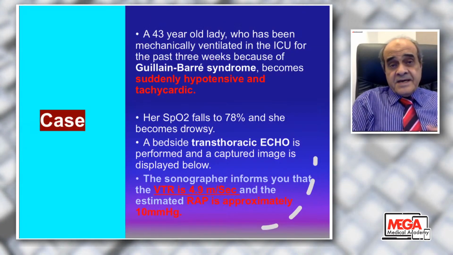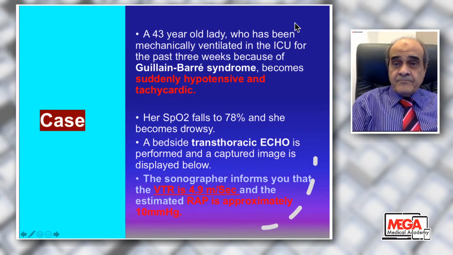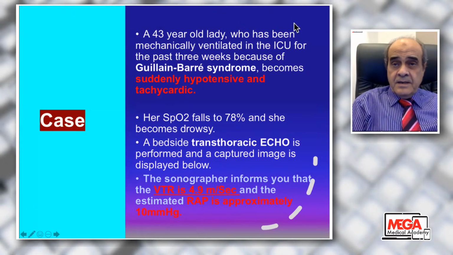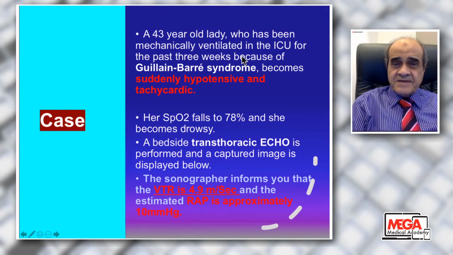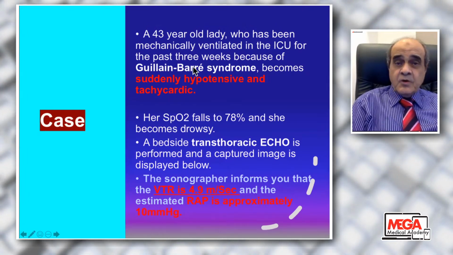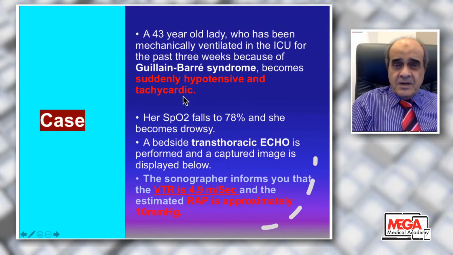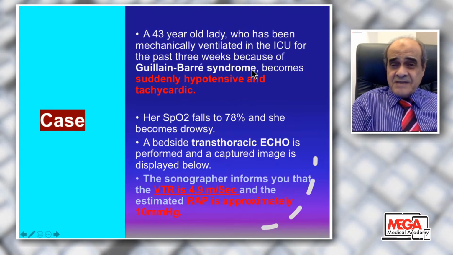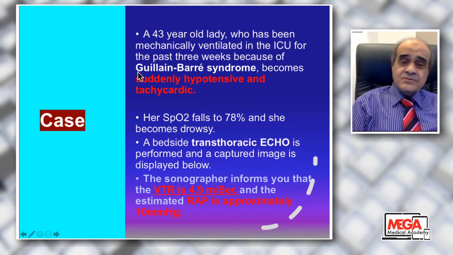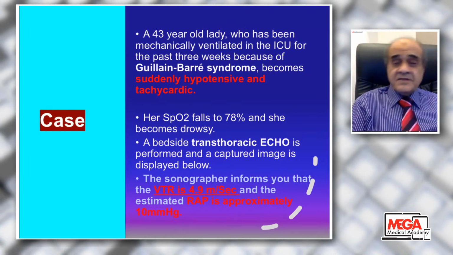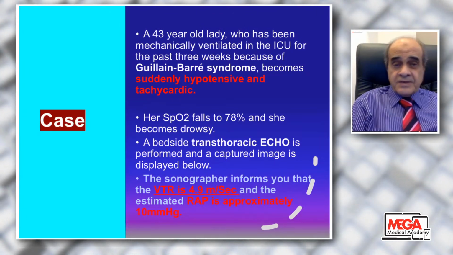Another case: a 43-year-old lady who has been mechanically ventilated in the ICU for the past 3 weeks because of Guillain-Barré syndrome becomes suddenly hypertensive and tachycardic. All muscle diseases in the ICU carry the same problems, the most popular being, as we know, pneumonia and DVT, so patients must be prophylactically anticoagulated and so on.